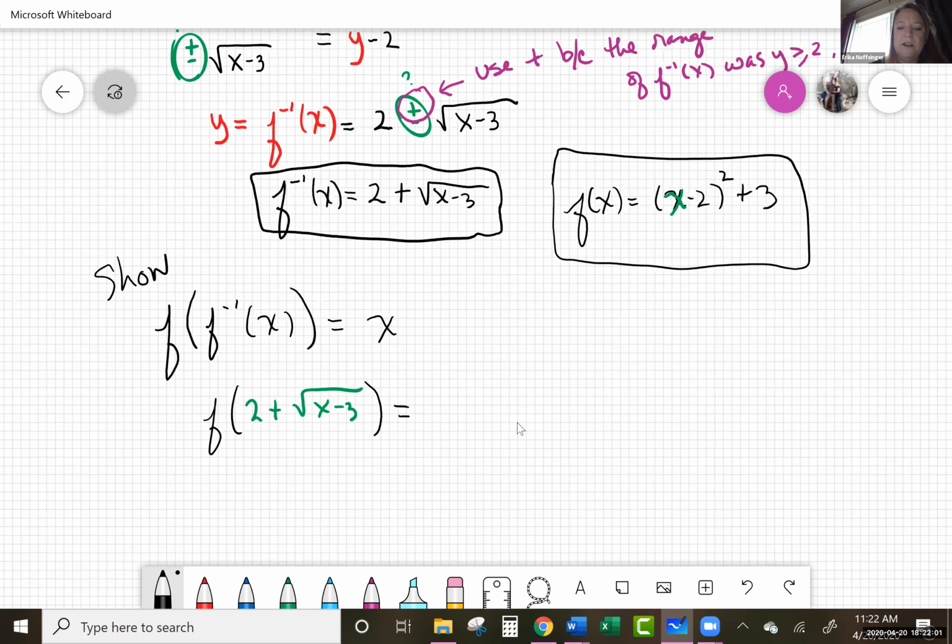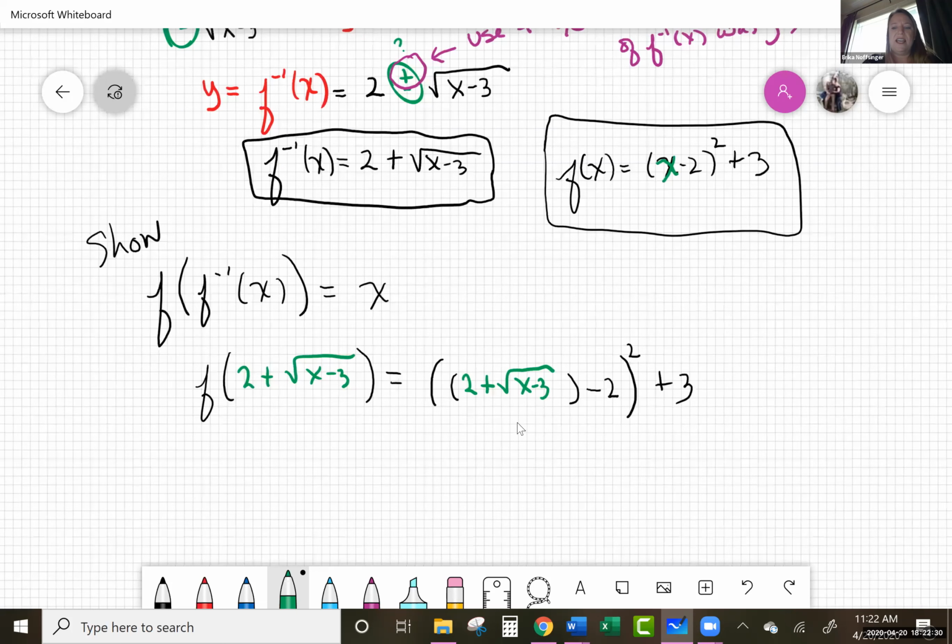So our f of x function. I'm going to leave a space wherever I see an x in a parentheses. So parentheses, I see an x, so another big parentheses. And then after that x, I see a minus 2. And then the outer parentheses was squared, and then a plus 3. So let's put in the f inverse of x, 2 plus the square root of x minus 3.